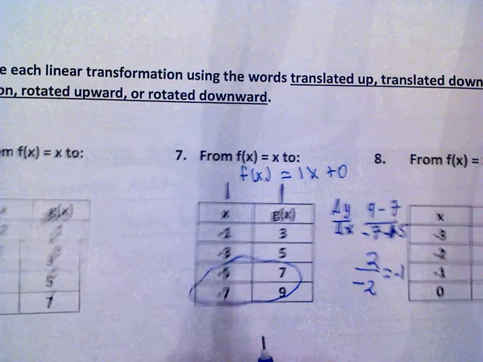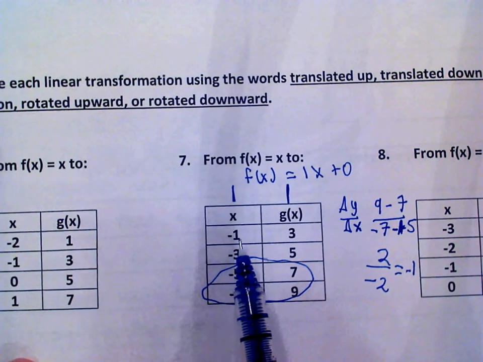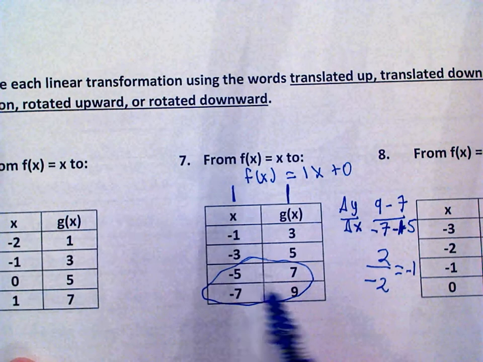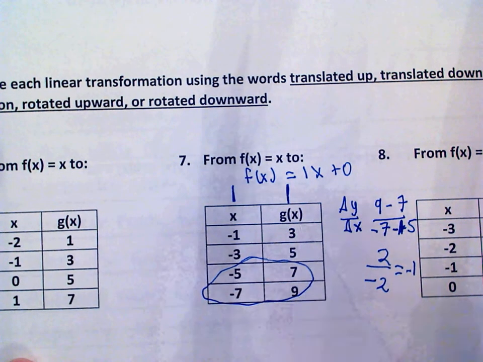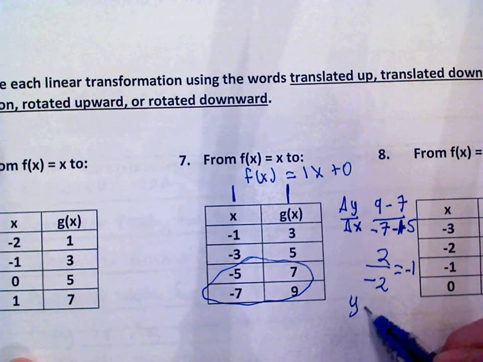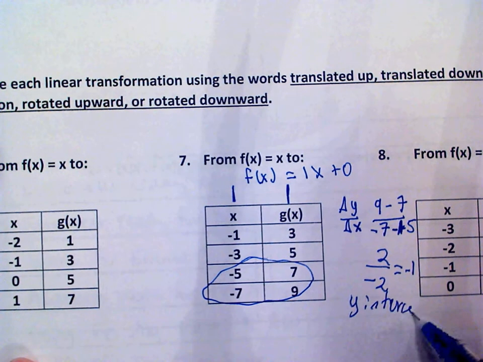If we do some inference here, the midpoint between negative 1 and 1 is 0. And then the midpoint between 1 and 3, we'll just add those two together and get 4, divided by 2, and we'll get 2. So the y-intercept is 2.